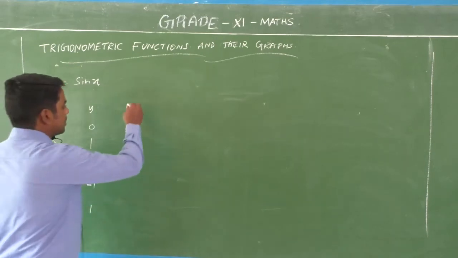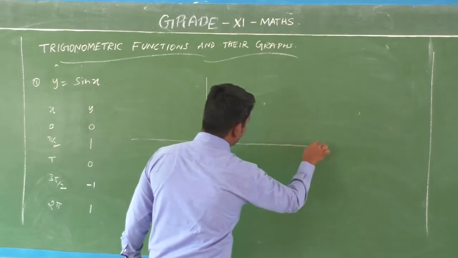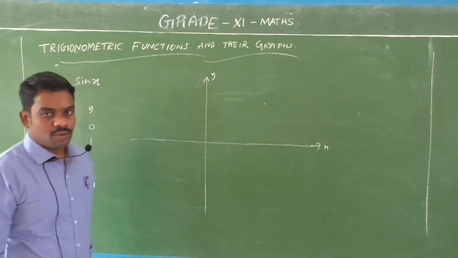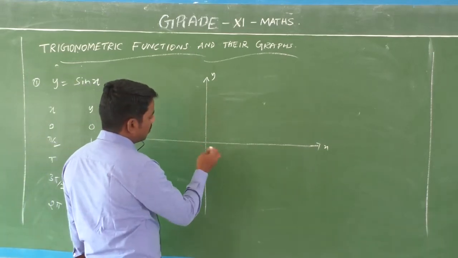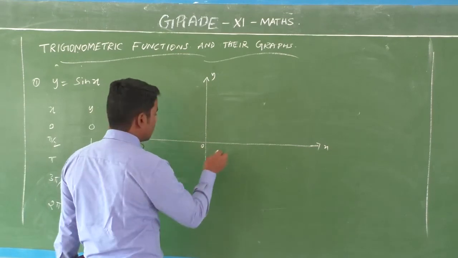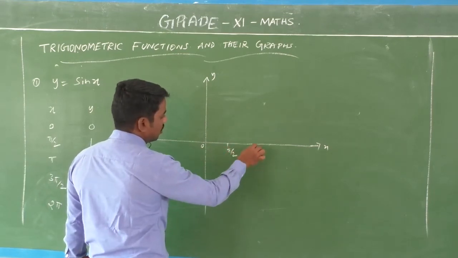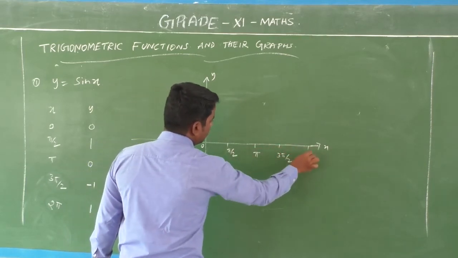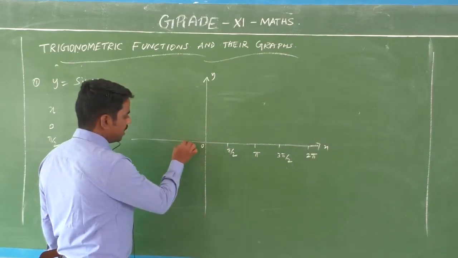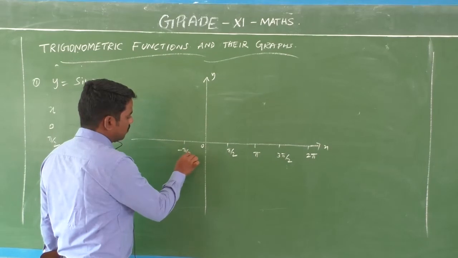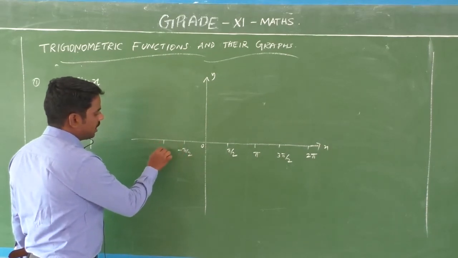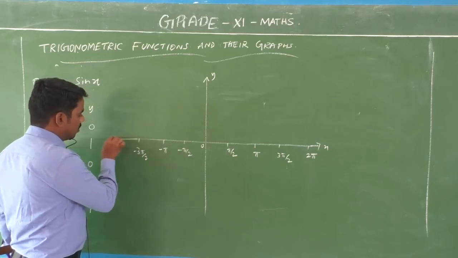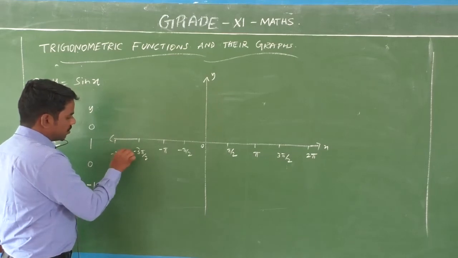Right. Sketch a graph. X, Y. First mark 0, pi by 2, pi, 3 pi by 2, 2 pi. On the left side, minus pi by 2, minus pi, minus 3 pi by 2, minus 2 pi, and so on.